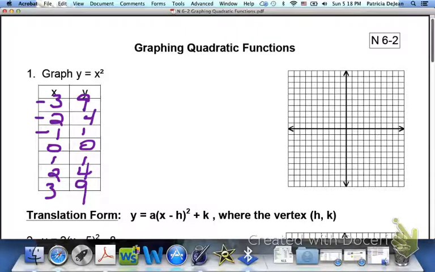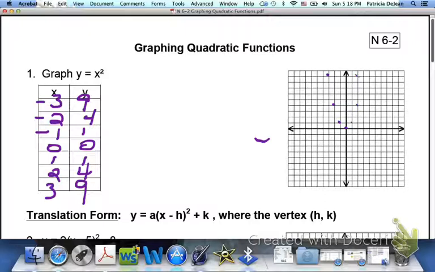And when we go over here and plot our points, let's see if we can make this bigger. Whoop, a little too big. Okay, and we can plot our points. We have points at (0, 0), (1, 1), (-1, 1), (2, 4), (-2, 4), (3, 9), and (-3, 9).